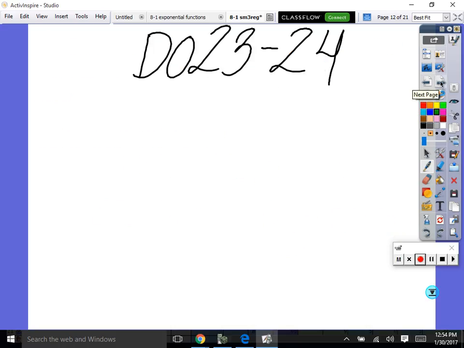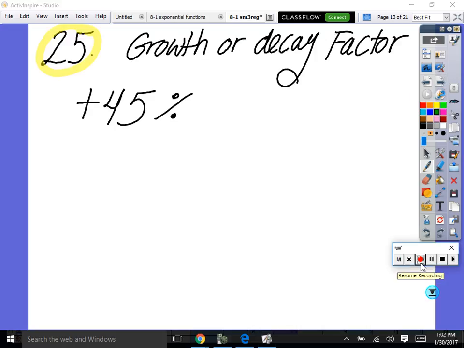Okay. So you're going to do 23 through 24, go for it. It says, write out the growth or decay factors. Now these are all plus signs, so that means they're all growth. Remember that we write percents as decimals; it wants to see if you can write it as a decimal correctly. So adding 45%, that means it's growth of 45%. So our growth factor would be 1.45, wouldn't it? That's that easy. So that's all you got to do with that one.